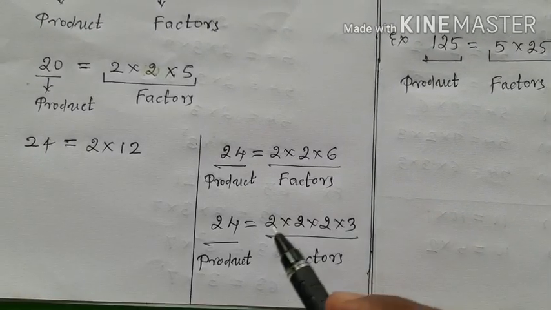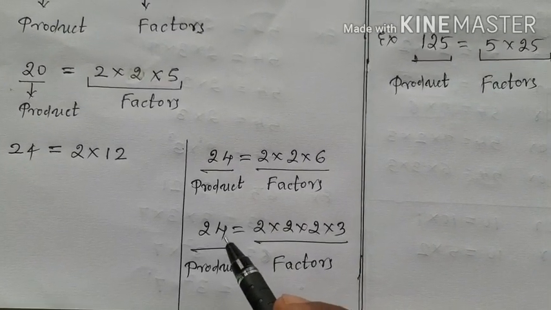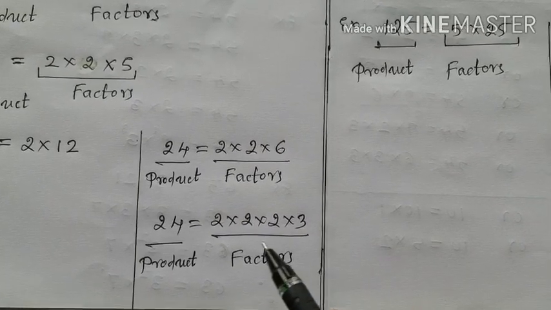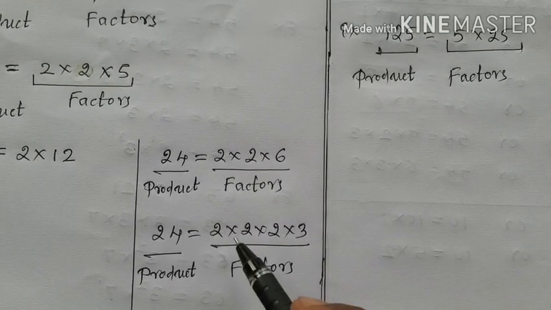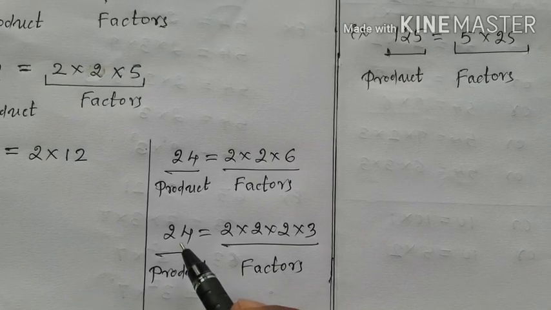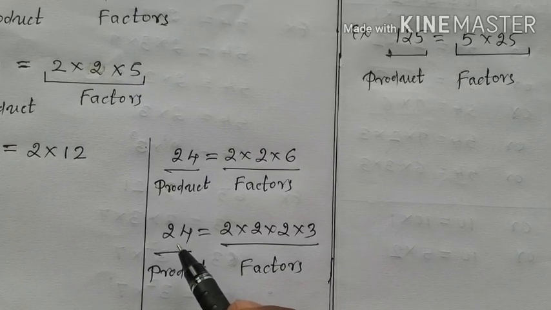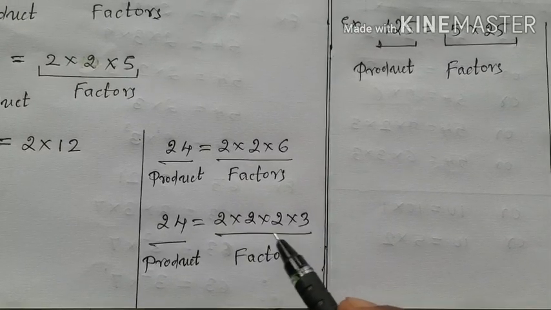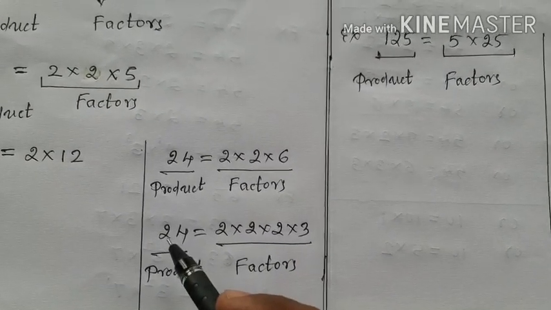Similarly, the number 24 can be the product of 2, 2, 2, 3. If I multiply all these 4 numbers, will I get 24 or not? Yes, I am getting definitely 24. That is why 2, 2, 2, 3 must be the factors of 24.